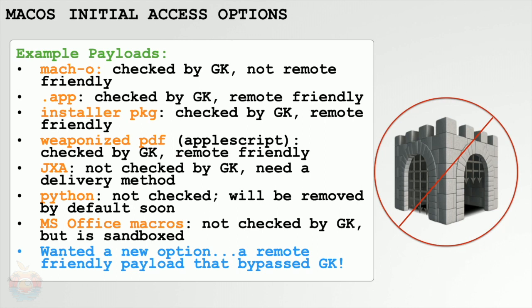However, I did know at the time that scripting languages were not checked by Gatekeeper. So things like Bash, Python, JXA, which is JavaScript for automation, which Cody Thomas actually brought to the forefront for a lot of researchers on the possibilities with that. Those types of languages were not checked by Gatekeeper, as well as Microsoft Office macros, not checked by Gatekeeper, but Microsoft opts into the sandbox. So now you don't have access to all the functions on the disk. So you can see the pros and cons with all of the different payload types, and why at the time I'm like, man, I don't really want to use any of these. I want something different that can bypass some of these controls.